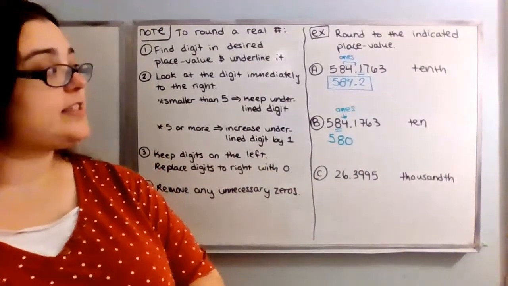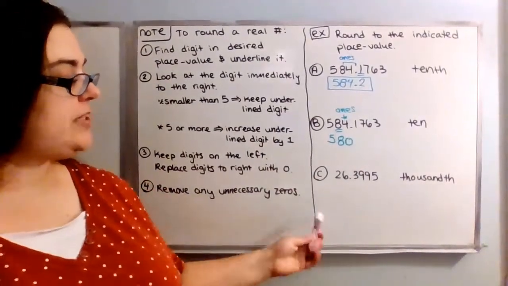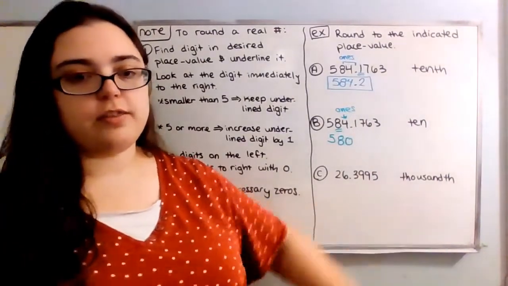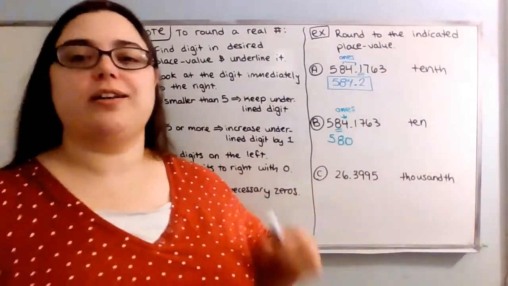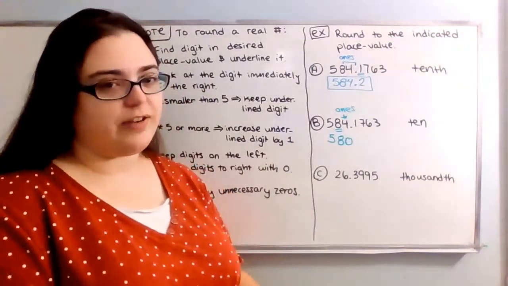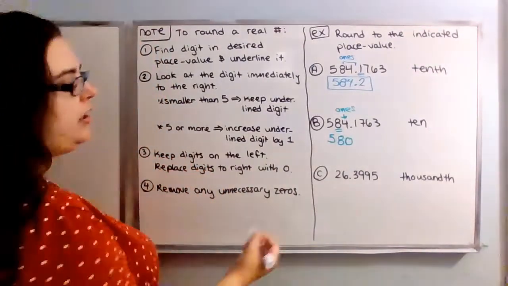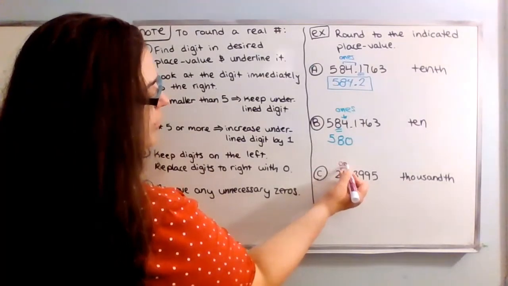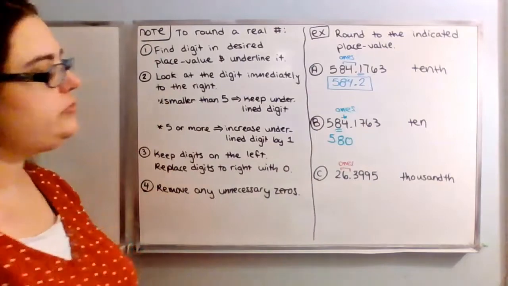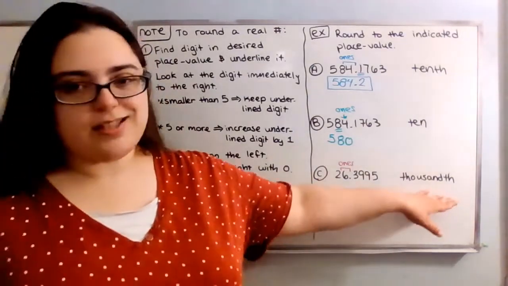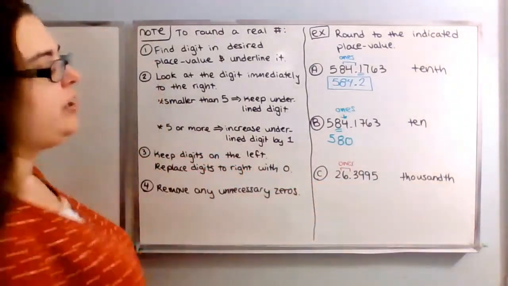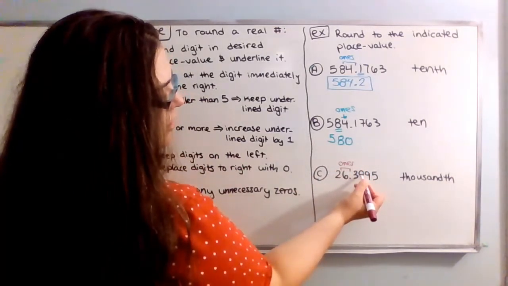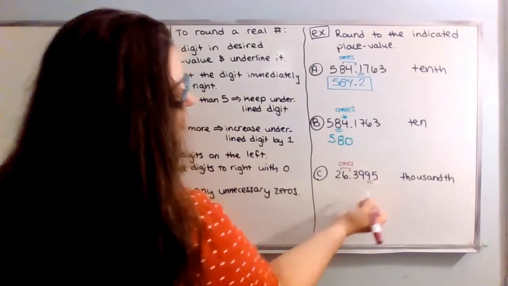All right, and let's look at this last example here. We have 26.3995, and we're going to round that to the nearest thousandth. Same as always, we're going to find our ones place because that helps us identify place values in a real number. So here's our decimal point. Immediately to the left is the ones place. Now I have to figure out where the thousandths place is. So here's my ones. That means this is the tenths, hundredths, thousandths.